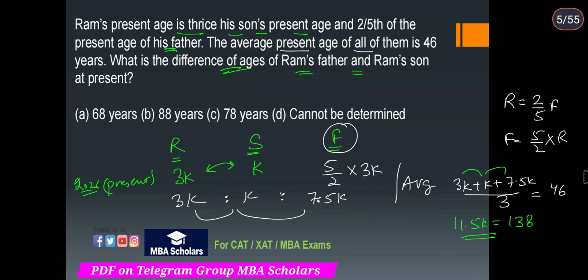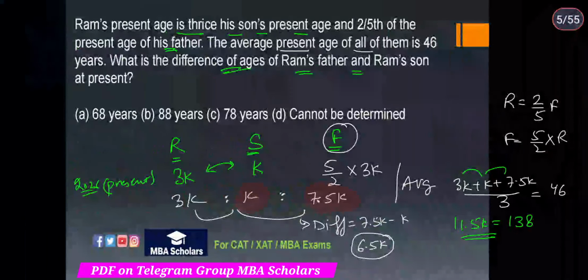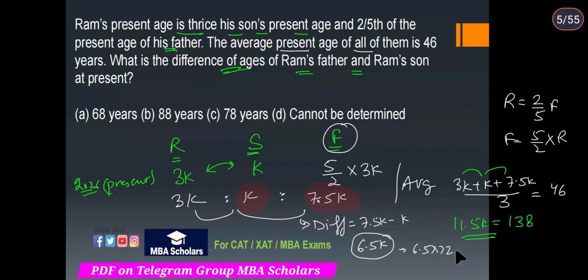Now it is asking us to find the difference between the present ages of Ram's father and Ram's son. Ram's father's present age is 7.5k and Ram's son's is k. So if I talk about the difference, their difference is 7.5k minus k, which is 6.5k. Now we have the value of k as 12, so 6.5 into 12 is 78. You can multiply them: 65 plus 13 that is 78. So option C is correct. I hope it is clear.